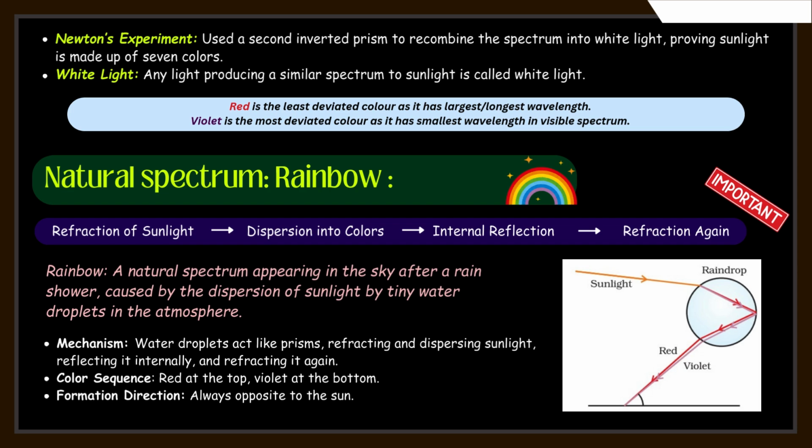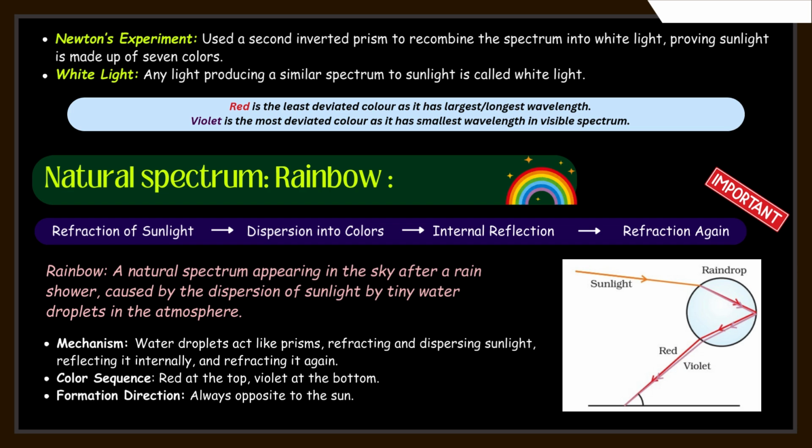A rainbow forms when sunlight hits tiny water droplets in the atmosphere after it rains. Each droplet acts like a tiny prism. The process follows 4 key steps. First, refraction of sunlight as it enters the droplet. Then, dispersion of white light into its 7 colors inside the droplet. Next, internal reflection. The light bounces off the inner surface of the droplet. Finally, refraction again, as the light exits the droplet and enters the air. This entire process causes sunlight to spread into a band of colors in the sky, a rainbow.